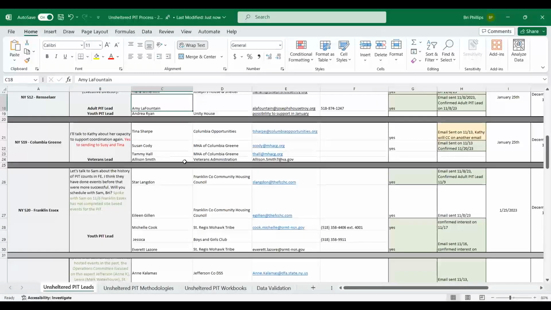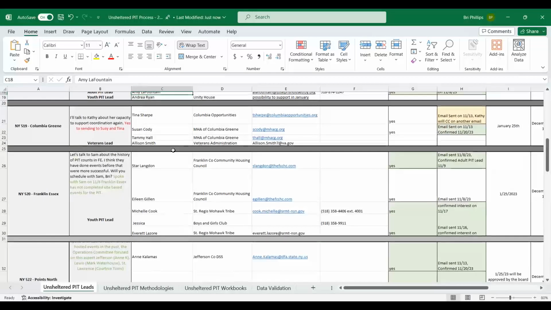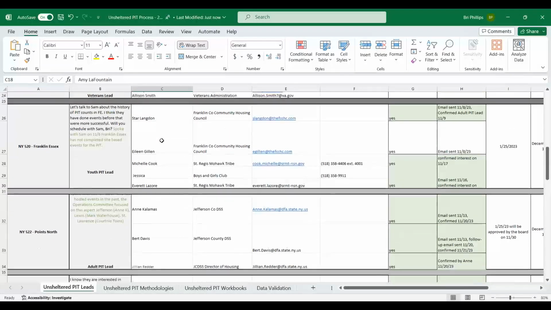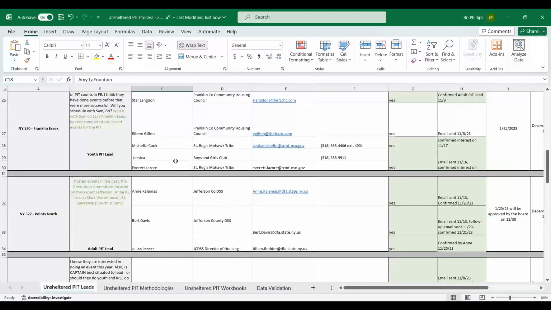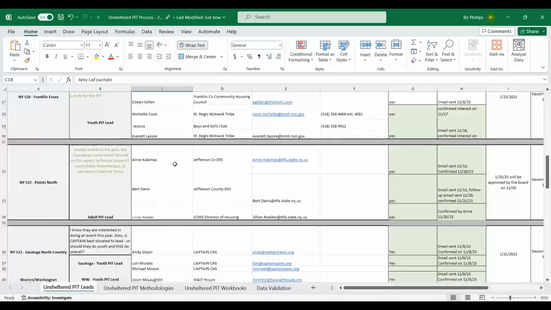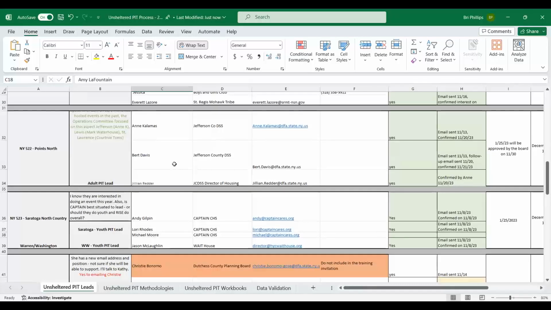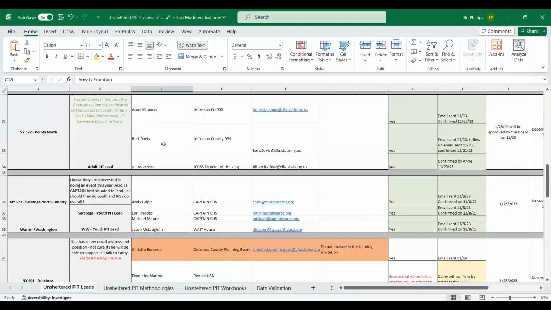We do not have any youth PIT leads in Columbia Greene. Are there any agencies from Columbia Greene on that might have interest? I don't believe so. In Franklin and Essex County, we were able to work with the Boys and Girls Club and the St. Regis Mohawk Tribe. They have interest in being a part of this, which we really look forward to. We have information from them. Wonderful. In Points North, we do not have a youth point in time lead, but I don't believe we have anyone on this call today either that could support.